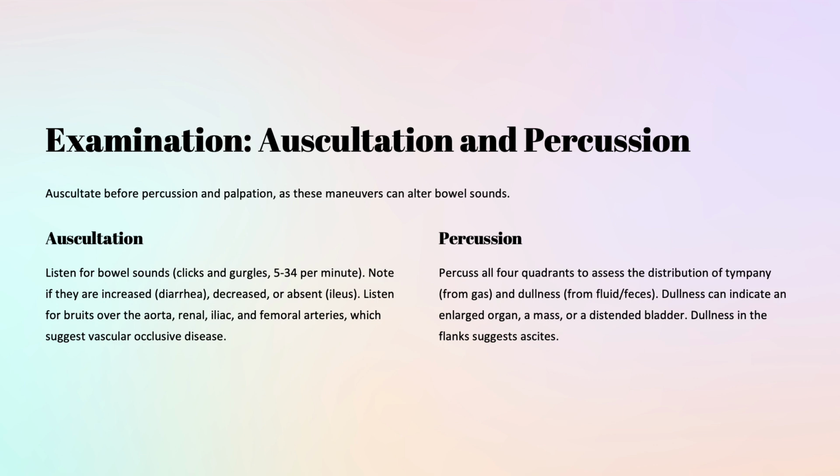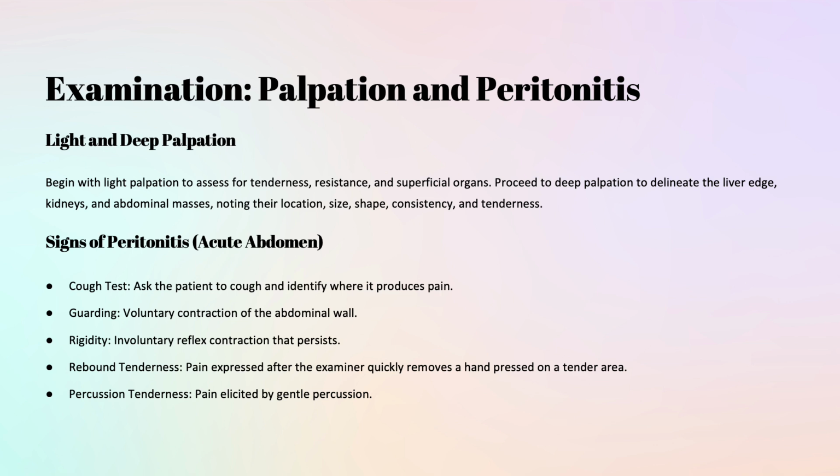the peritoneal area. For palpation, you could divide it between light and deep palpation. You start with light palpation. In light palpation, you check for tenderness, resistance, and superficial organs. For deep palpation, you do it to delineate the liver edge, the kidney, and abdominal masses, noting their location, size, shape, consistency, and tenderness. So, for example, if a patient has cirrhosis and the liver has already become nodular due to cycles of damage and restructuring or remodeling, then the liver edge is going to be irregular, right?